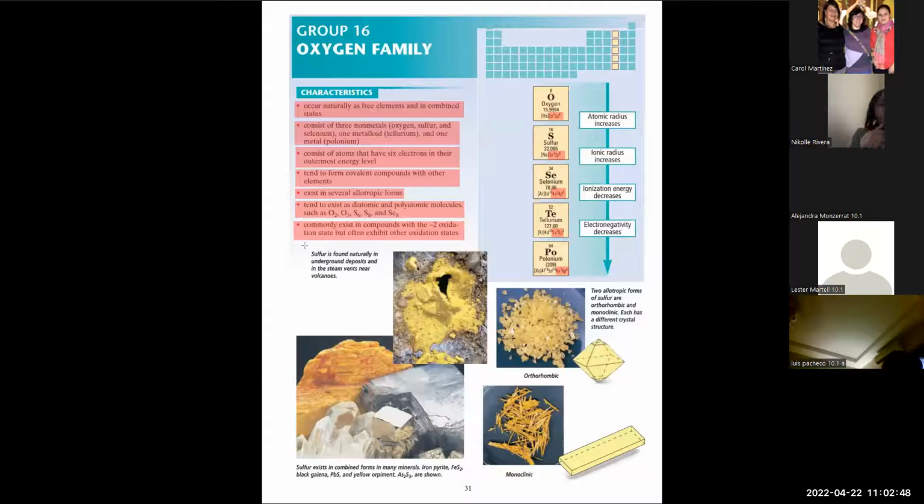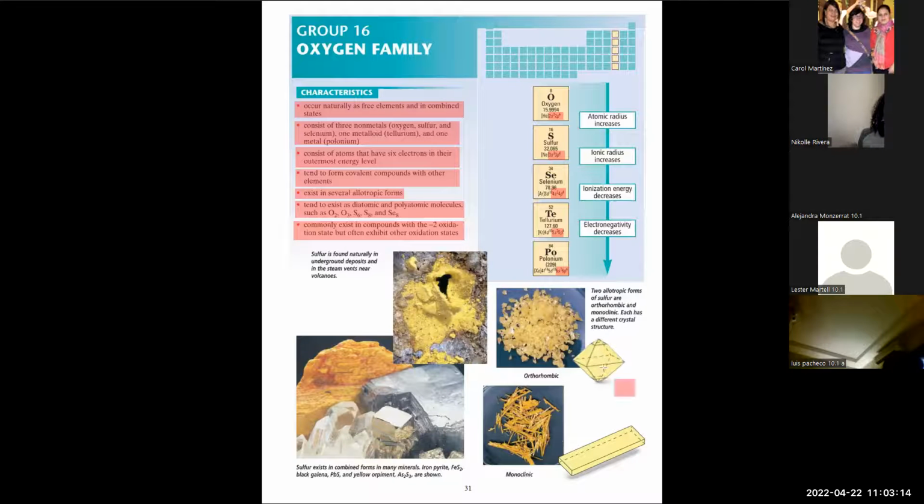So in this picture you can see how sulfur looks. In color it is yellowish. That's why the egg yolks have this color too. When you boil them, they look exactly yellow. That is because of the sulfur content that they have.